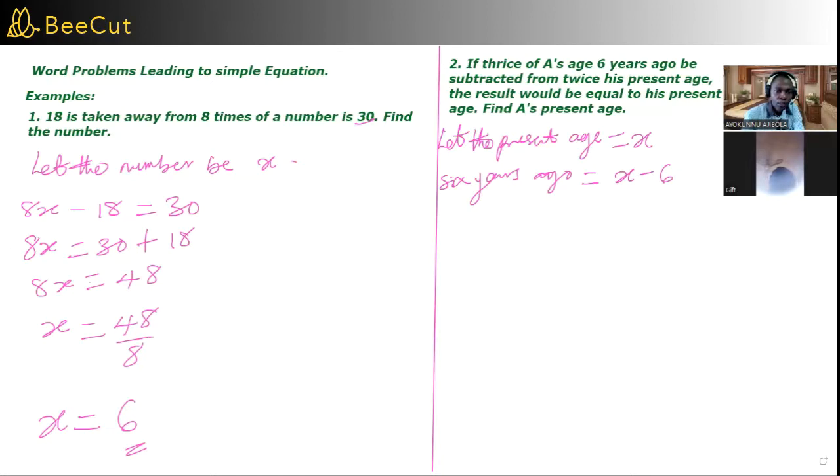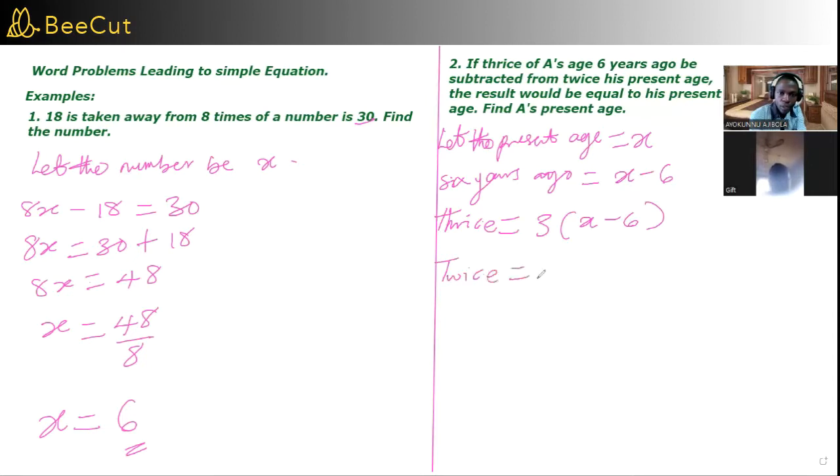Now say thrice the person's age 6 years ago. So that means 3 times the age 6 years ago. Thrice means 3 times, so according to the question, that will be 3 times X minus 6. So here now, thrice the person's age 6 years ago is subtracted from twice his present age. So twice his present age now.